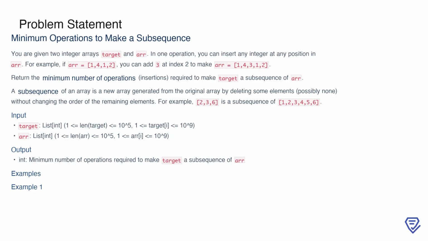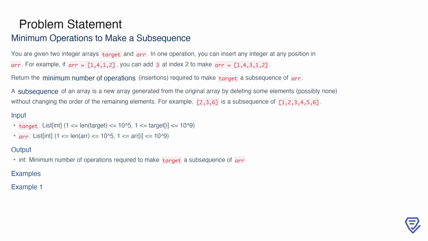The problem asks us to determine the minimum number of operations required to make one array, called target, a subsequence of another array, called ARR. Here's how this works. In a single operation, you can insert any integer at any position in ARR. For example, if ARR is 1, 4, 1, 2, and you insert 3 at index 2, the new array becomes 1, 4, 3, 1, 2.